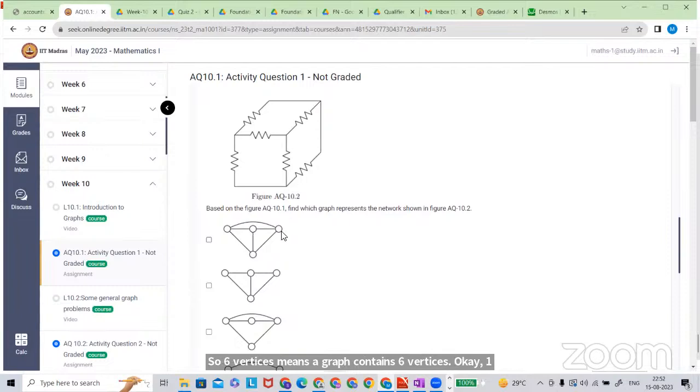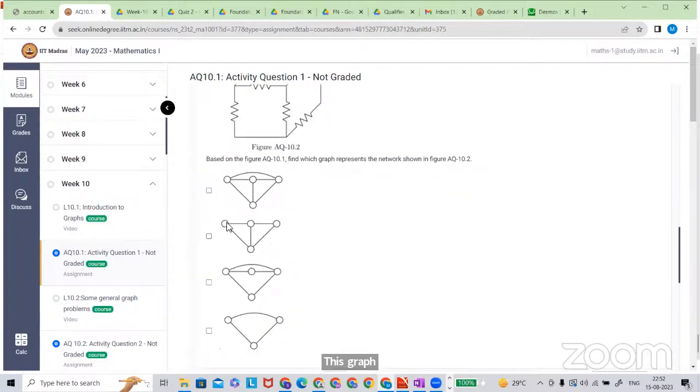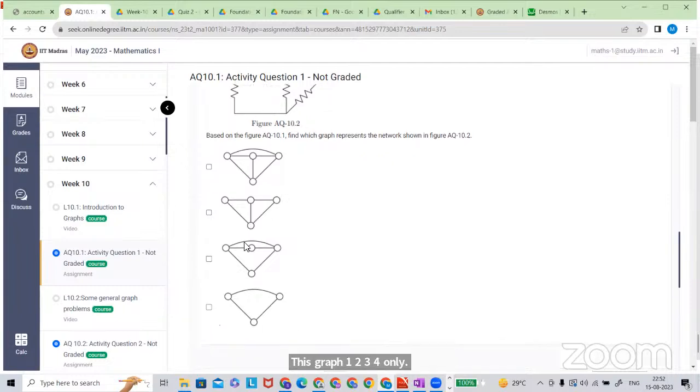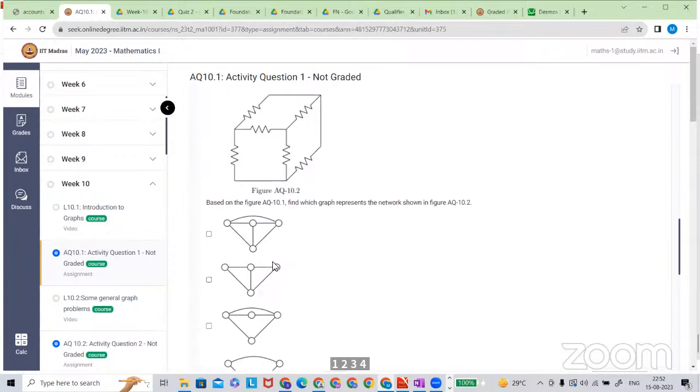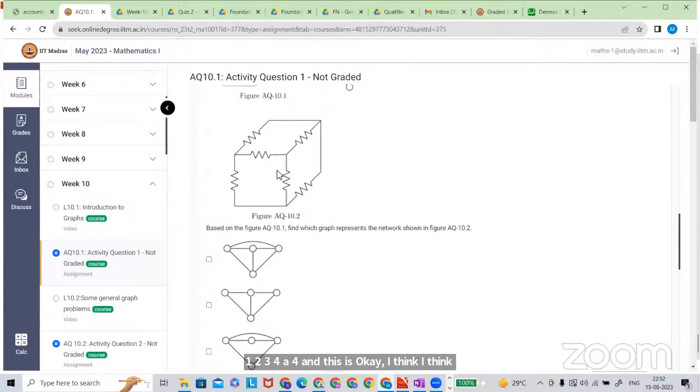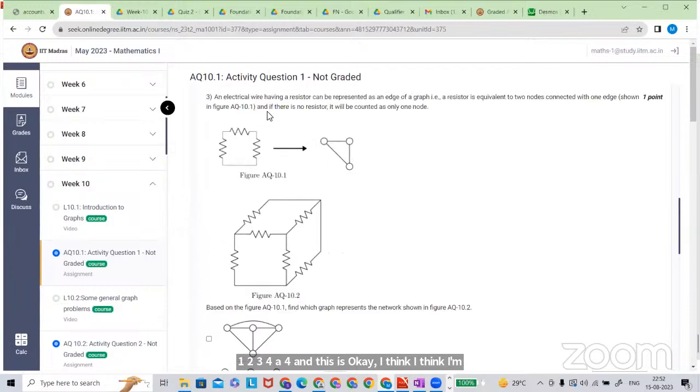This graph has 1, 2, 3, 4, only 4 vertices. I think I'm missing something. Sorry, this represents an edge, and this wire represents the vertex. Yes, sir, a resistor can be represented as an edge.